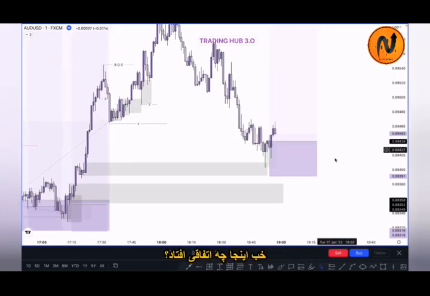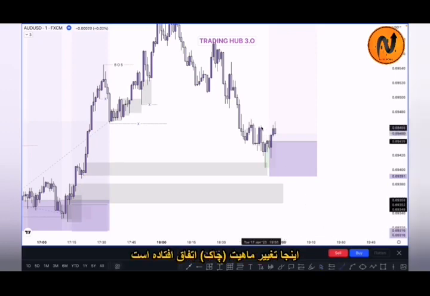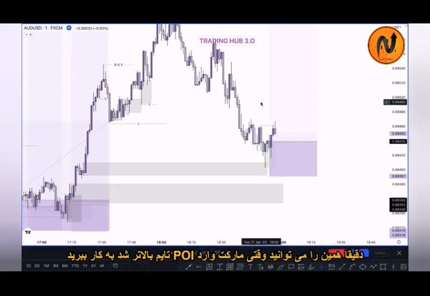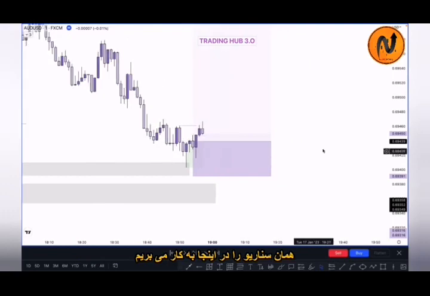So what's happening here? Look at this one. This is our change of character. This is our micro structure. Okay, and the same thing will be applicable when the market taps on your PD zone in a higher time frame. So the same scenario will be applicable here.